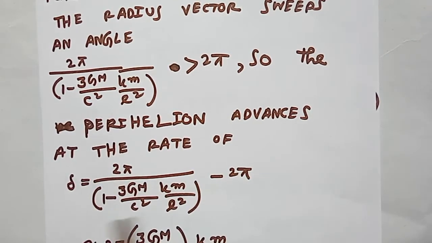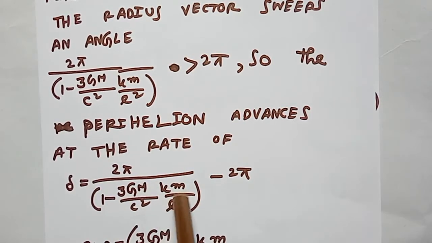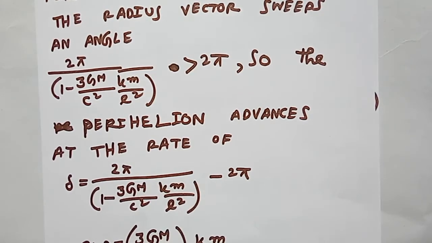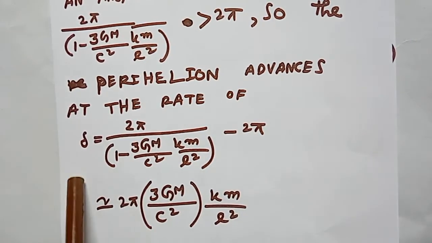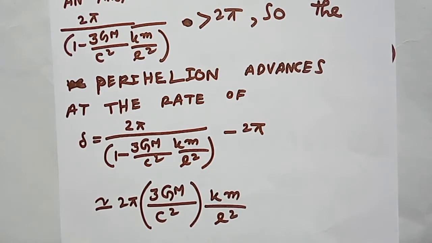We have this term, which is a very small term, and we put the whole denominator upstairs, so we have 1 minus 3GM/c² km/l². This becomes 1 plus 3GM/c² km/l², and multiplied by 2 pi we have 2 pi 3GM/c² km/l². This is the correction term delta, the perihelion advance at the rate of. This is the perihelion correction.